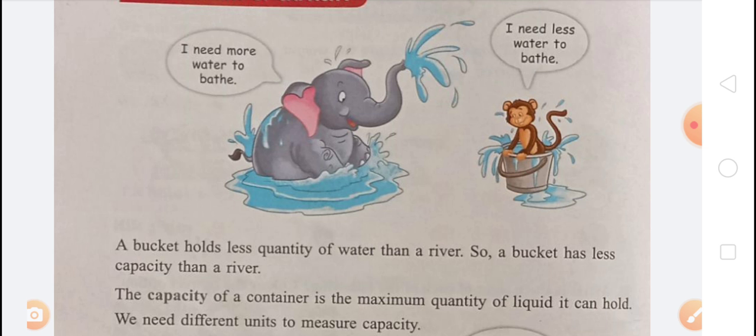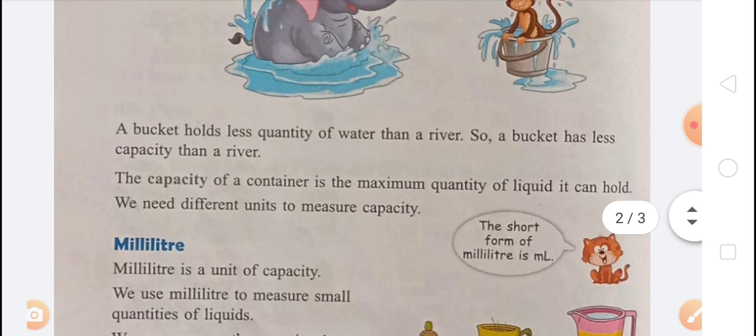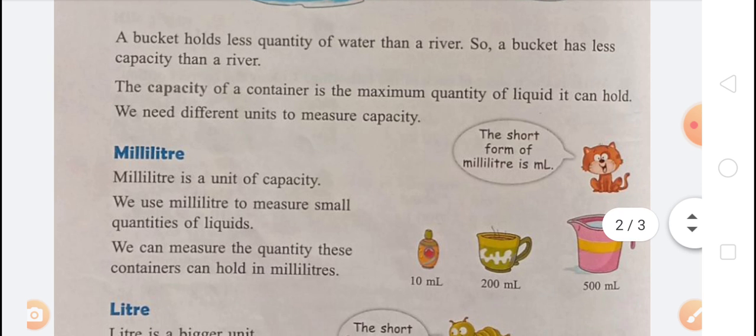What are these? Listen here. At first there is a milliliter, and the short form of milliliter is ml. M small and L capital. The short form of milliliter is ml, and the spelling of milliliter is m-i-l-l-i-l-i-t-e-r, milliliter. Milliliter is the unit of capacity.